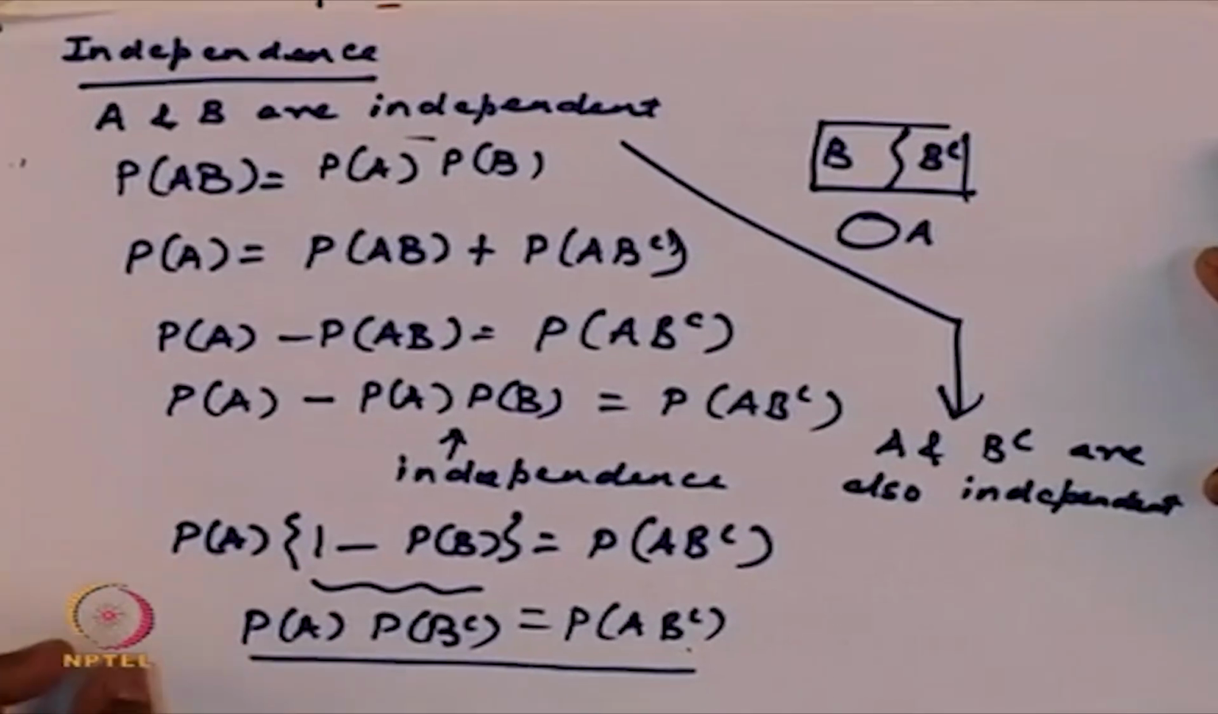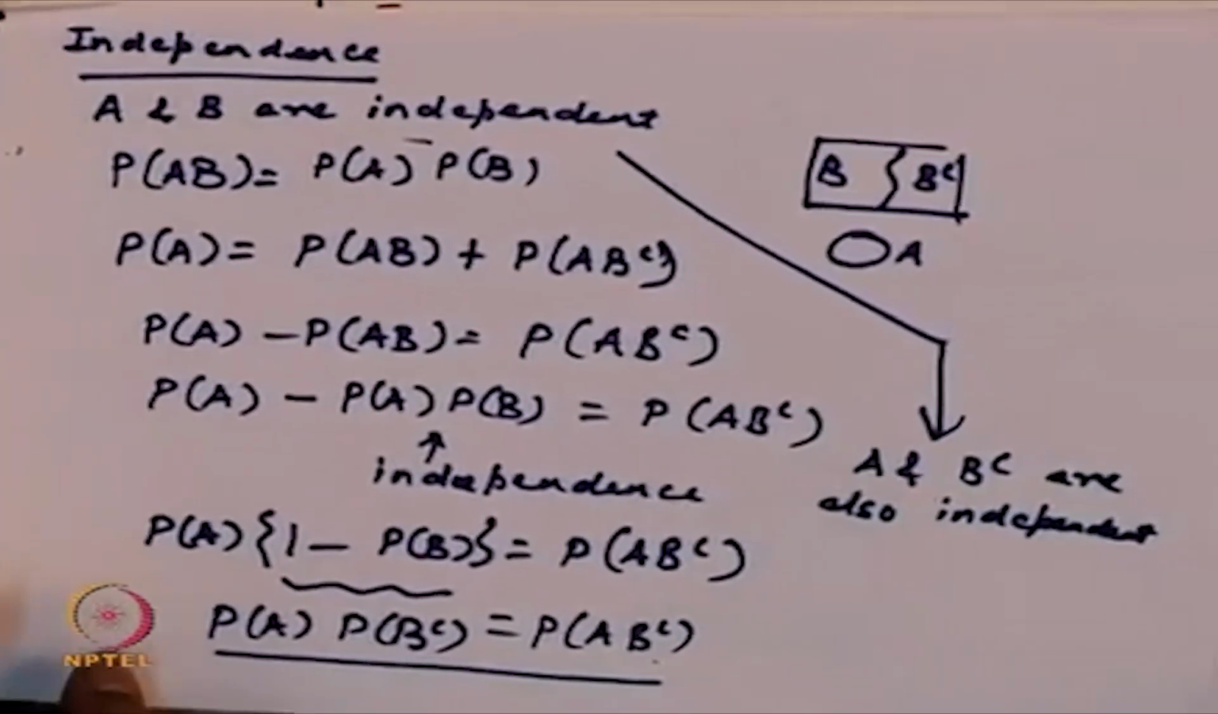So, this completes our initial description of probability and conditional probability. I would next start with the concept of random variable.